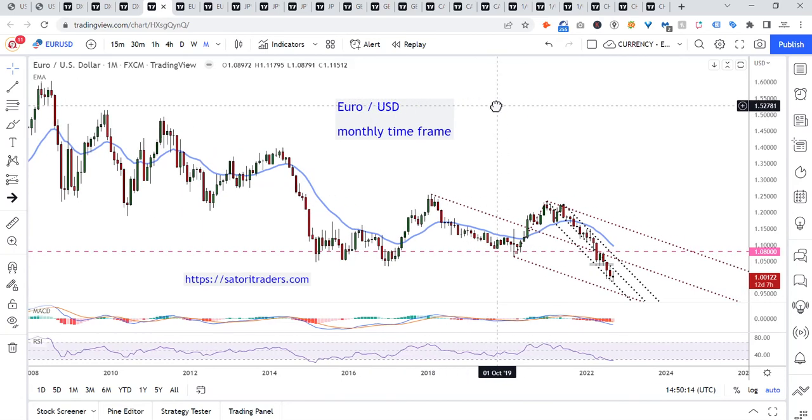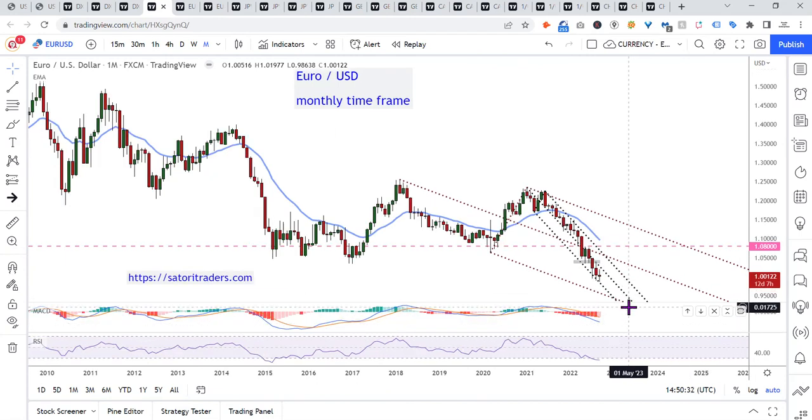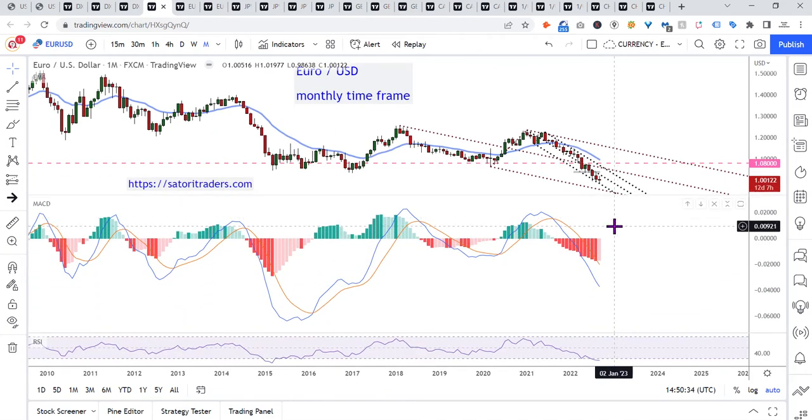Here's the euro in the monthly. We can see sustained downtrend, very oversold, and so reasonable to expect just a counter trend bounce, if nothing else. And perhaps we're getting a hint of that. Notice in the MACD histogram, downside momentum is starting to weaken based on the histogram turning from dark red to light red. Of course, energy is very low.